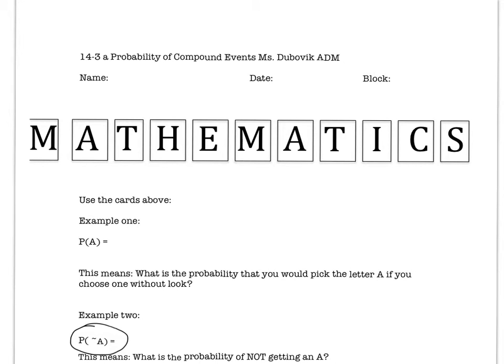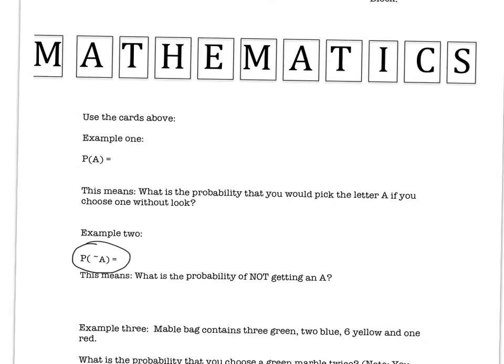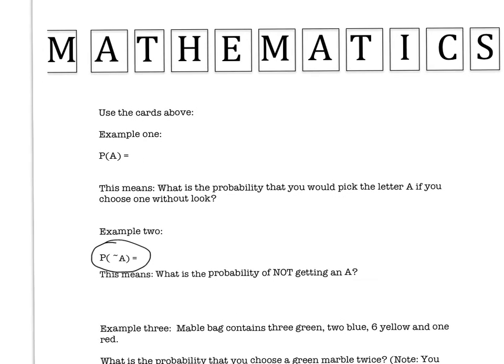All right, probability of compound events. So here you have the word mathematics. Each letter is on a card, and we're going to use this particular example for example 1 and 2. So what's the probability, where big P means probability, of picking an A? The first thing we need to do is know how many letters we have. So you have 1, 2, 3, 6, 7, 8, 9, 10, 11. So you have 11 letters total.